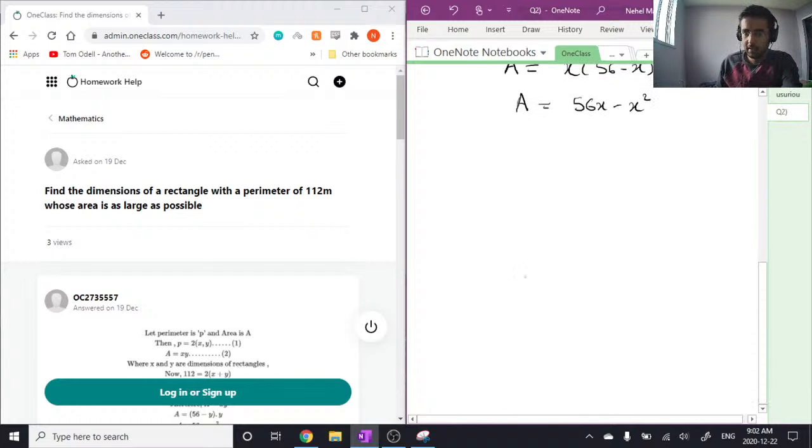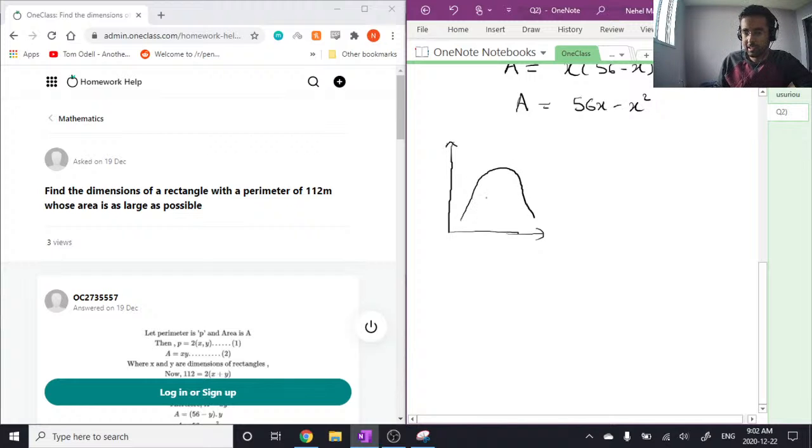Okay. Now, to maximize this, if I wanted to describe to you how we get to the maximum, let's say we have any function, and this is the curve of the function.